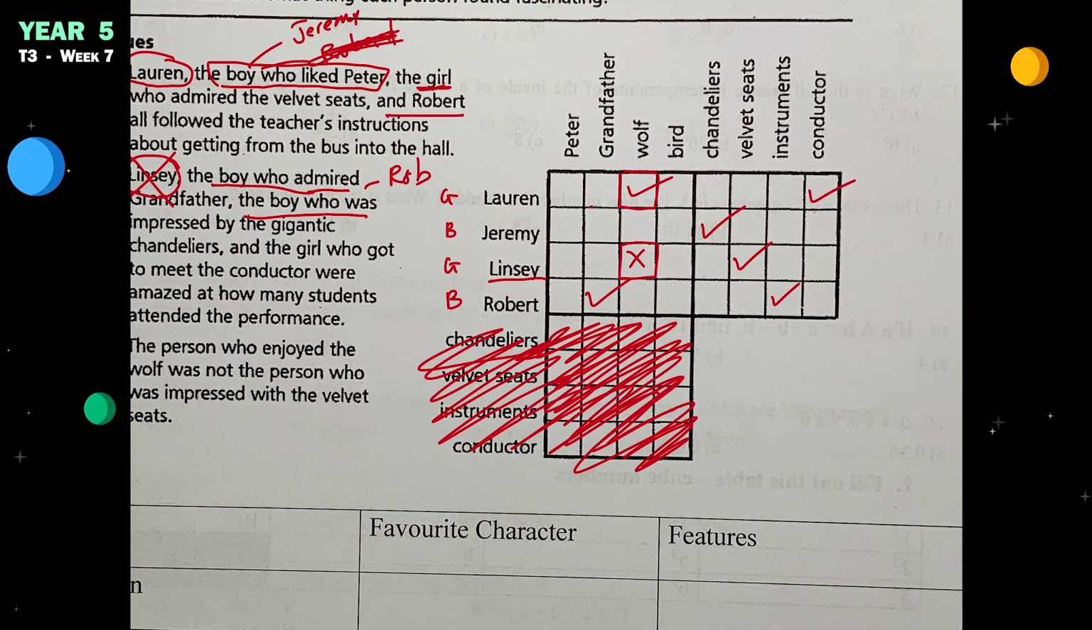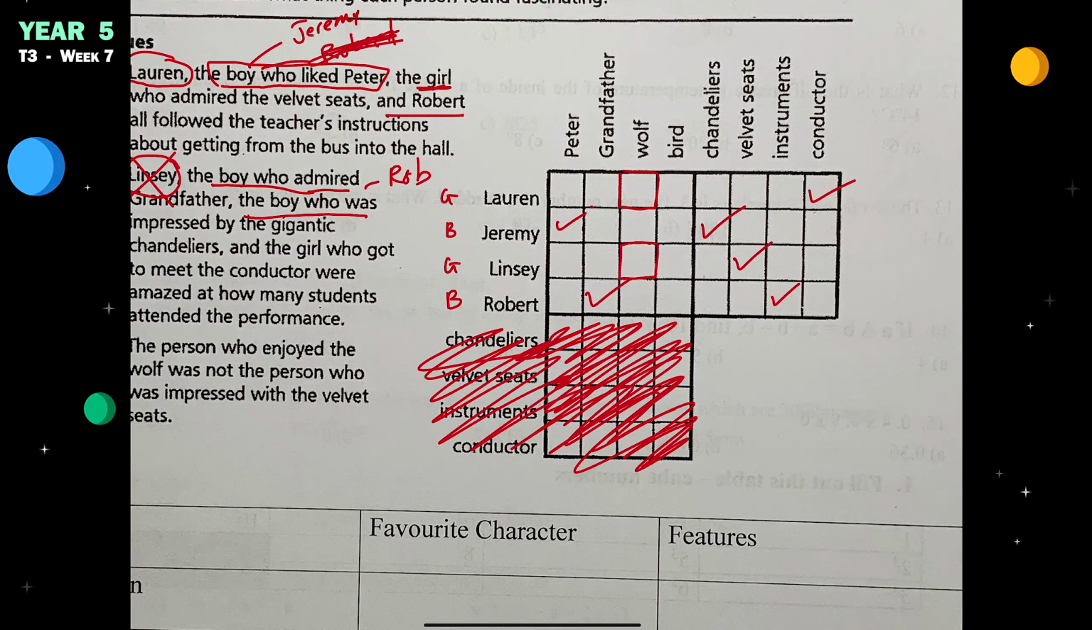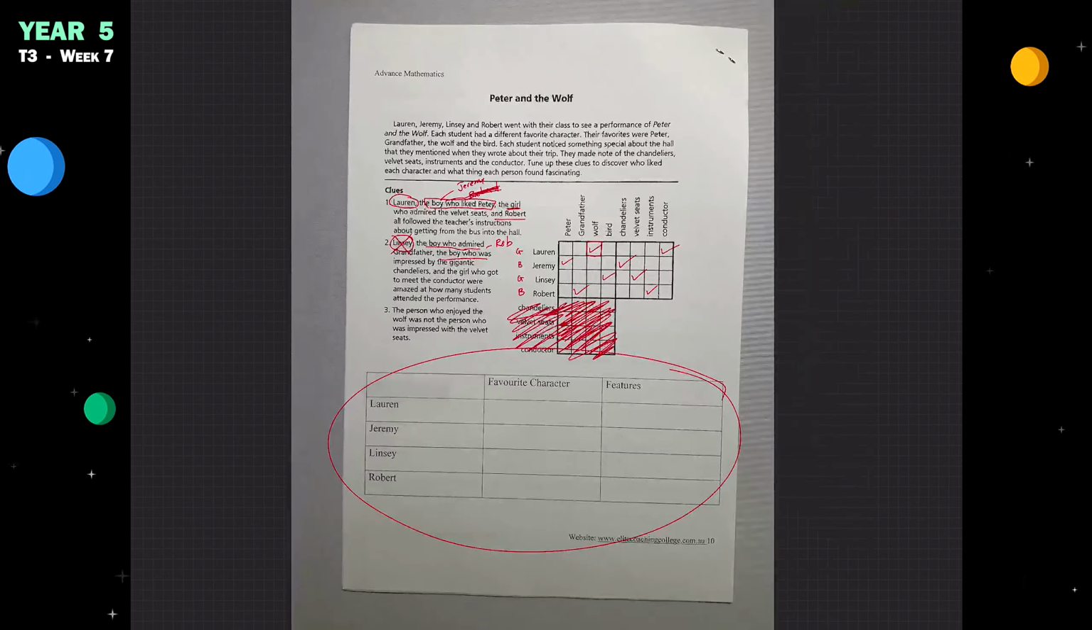Which means if that's the case, whoops, did I rub something out? Yeah, I think I got it. Okay. That means this one's there, and this one's there. So that means that the bird must belong to Lindsay, and you're done. You got all of them. So then you can just use that to fill this table out, and you're done. Alright, I hope that helps.